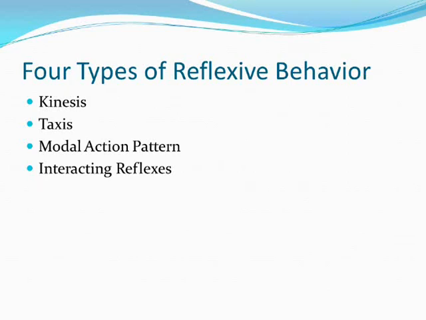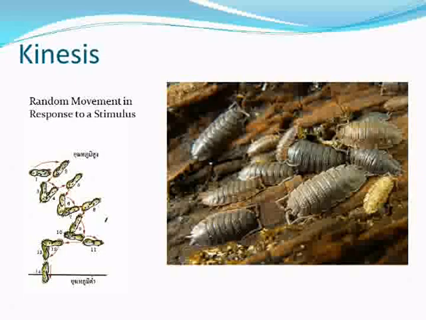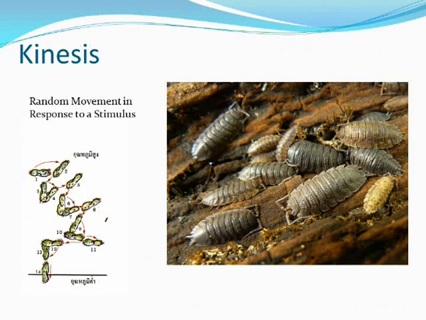Well, with that out of the way, let's talk about the 4 types of reflexes. You see here we have kinesis, taxis, modal action patterns, and interacting reflexes. Well, kinesis refers to random movement in response to a stimulus, and one of the classic examples are these wood lice, as you see here, the little roly-poly bugs. And if they are in too dry of an environment, they tend to pop around like popcorn.